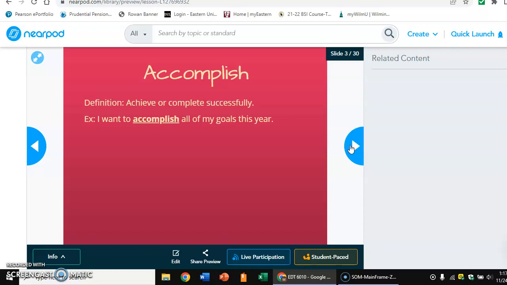What you should be able to do is take part of the definition and plug it into the sentence, and it would still make sense. For example, I want to achieve all of my goals this year. I want to complete successfully all of my goals this year. You see how they can go back and forth? We can take the definition and replace it with a vocabulary word.